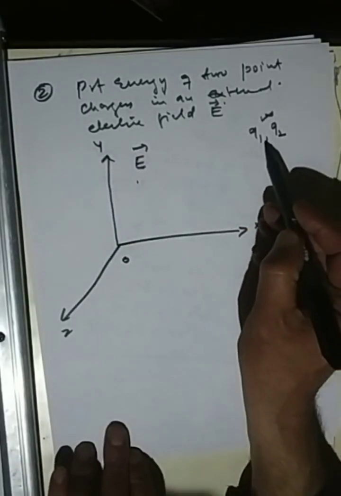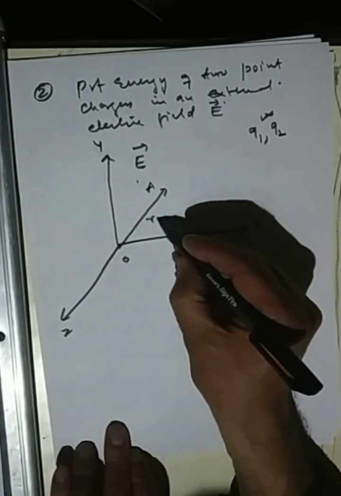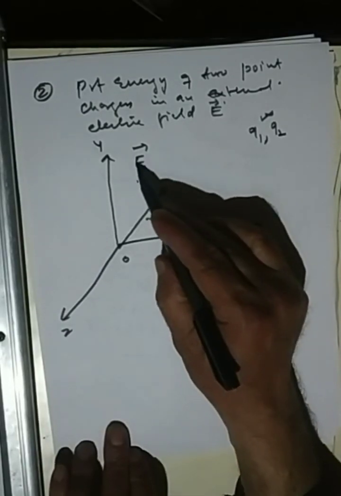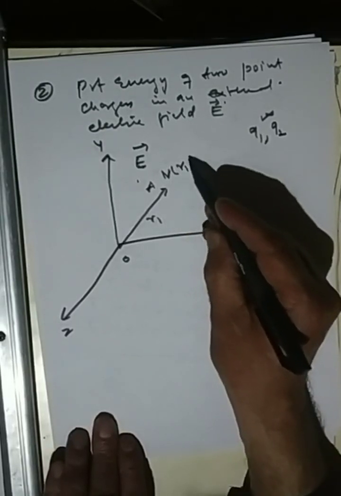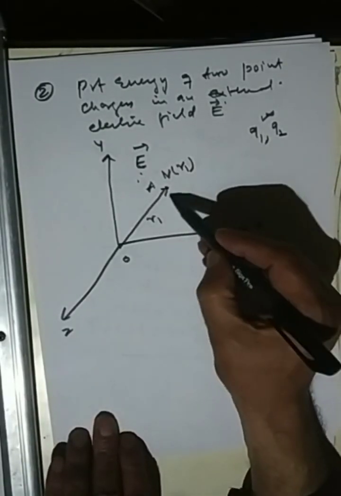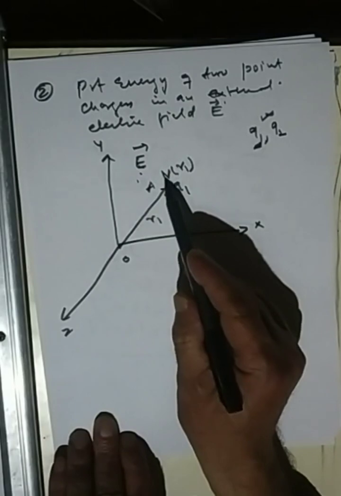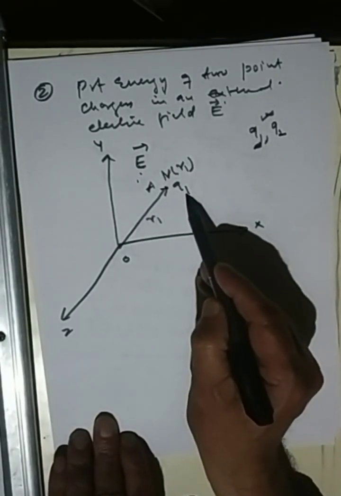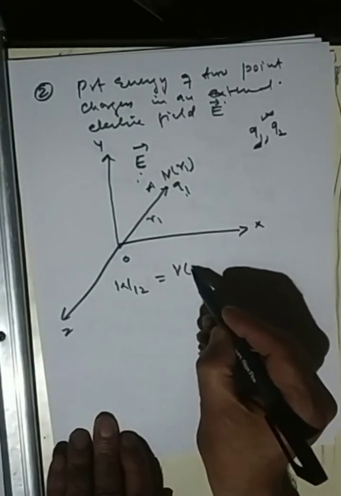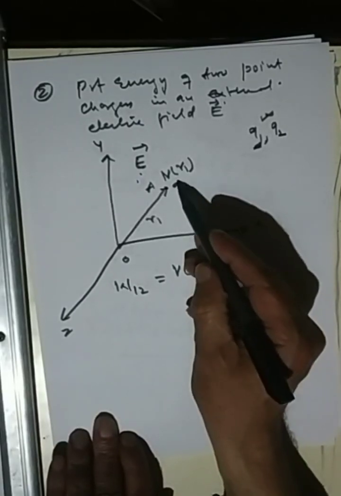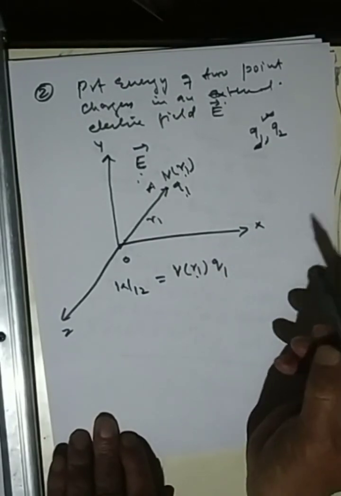Now, let us bring Q1 from infinity to this point A, having a position vector R1. Because of this electric field, here we already have the potential, let us say V(R1), at this point A. Now, the work done in bringing this charge Q1 to this point will be the product of potential and charge Q1. So the work done in bringing 1 will be equal to V(R1) into Q1, because we know that potential is a function of position. So we have written it as a function of R1.